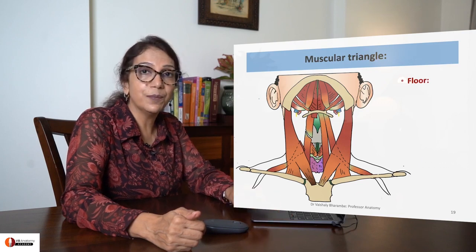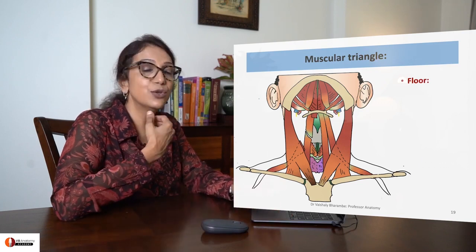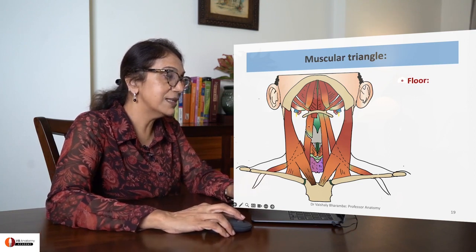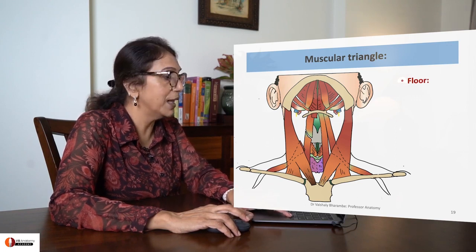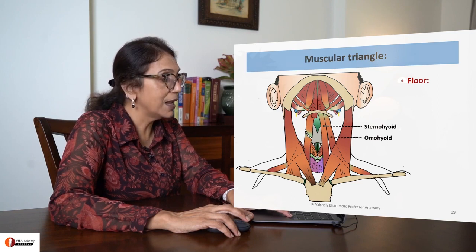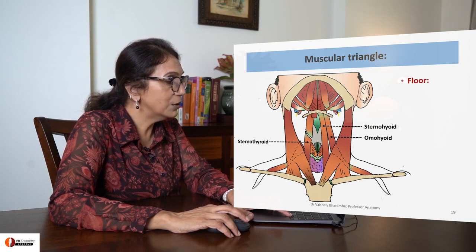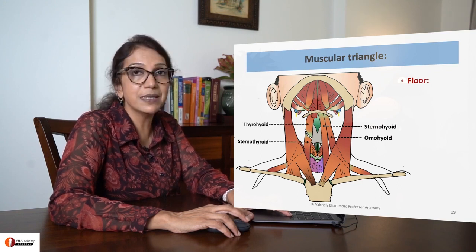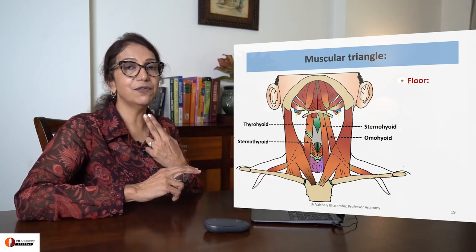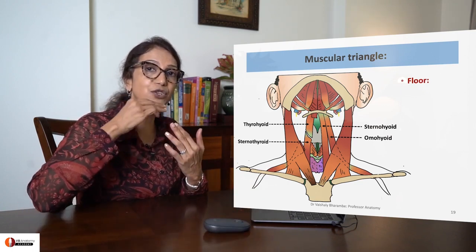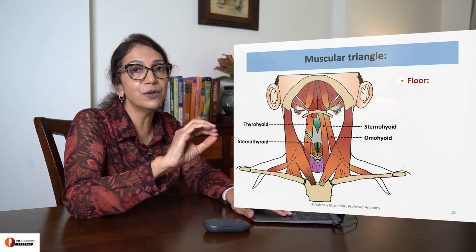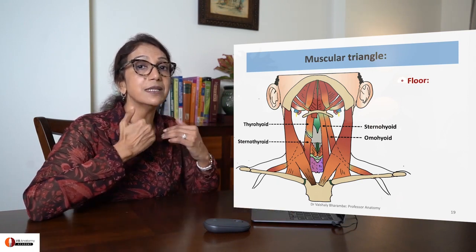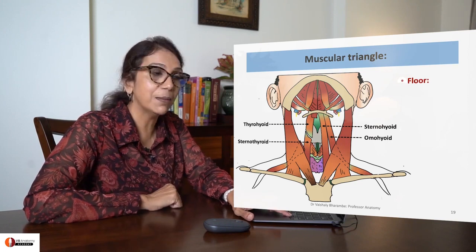Now let's go to the floor. Remember, in this image, on one side you are seeing superficial muscles, and on the other side the deep muscles. So the floor is formed superficially by the sternohyoid muscle and the omohyoid muscle. On a deeper plane, it's formed by the sternothyroid and the thyrohyoid muscles. 2 muscles in the front and 2 muscles behind, superficial and deep. We'll be talking more about it. Just remember, all these 4 muscles together are referred to as infrahyoid muscles. Below the hyoid, infrahyoid muscles.